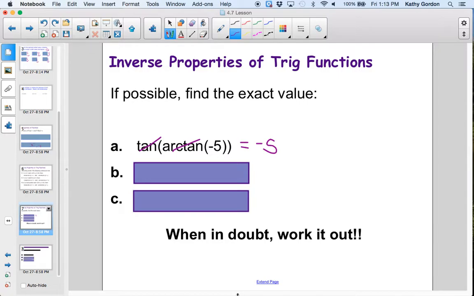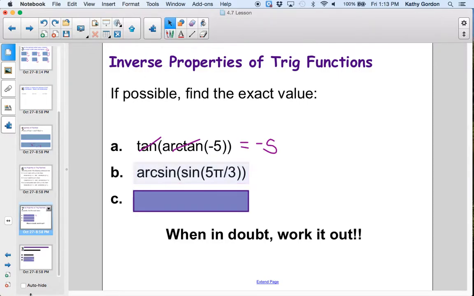Okay? How about that one? Can I just cancel arcsine with sine? No. Why not? Because the angle is not in the right interval. 5 pi over 3 is outside of the interval from -pi/2 to +pi/2. So I need to work it out. Where is 5 pi over 3? Fourth quadrant.